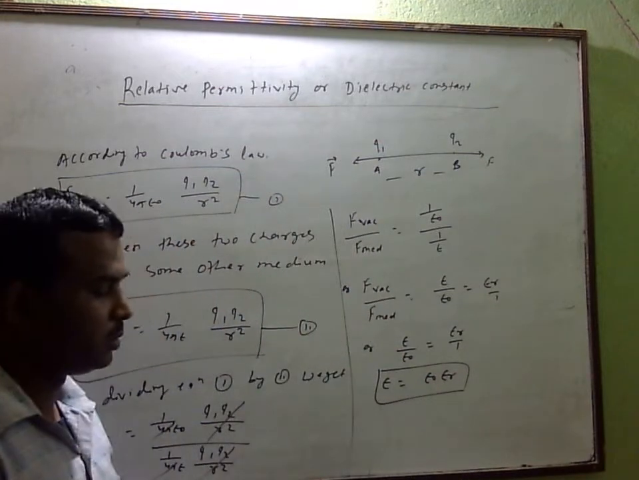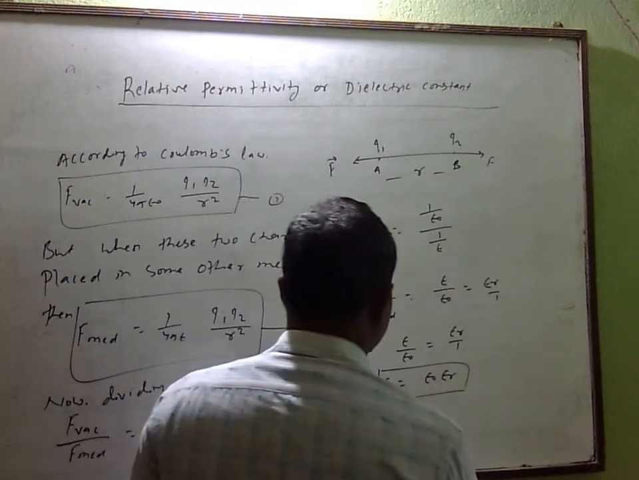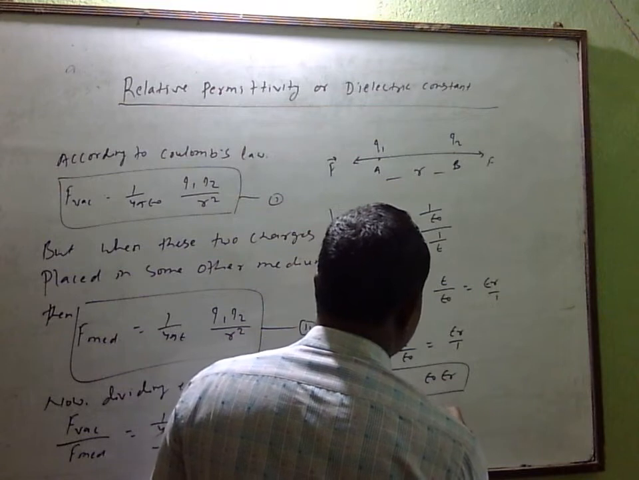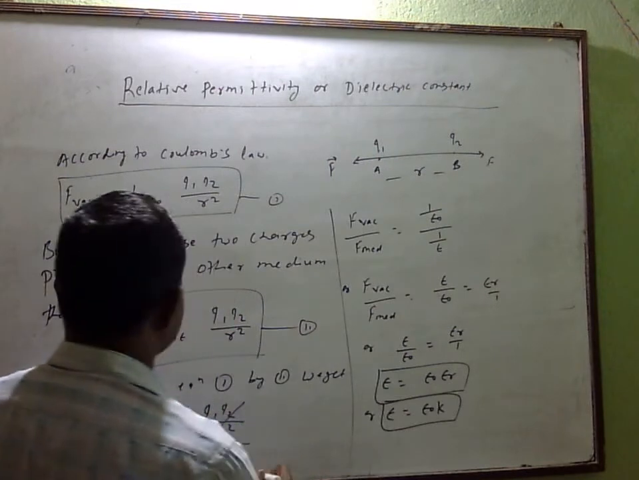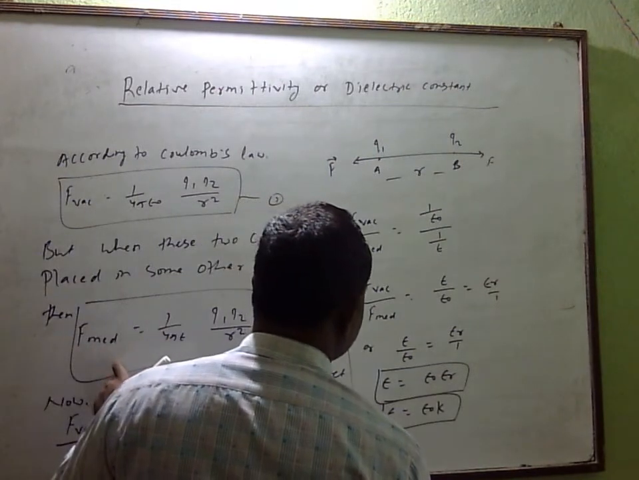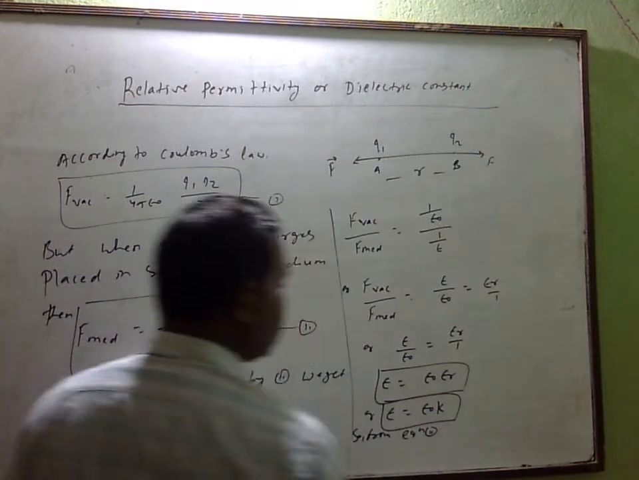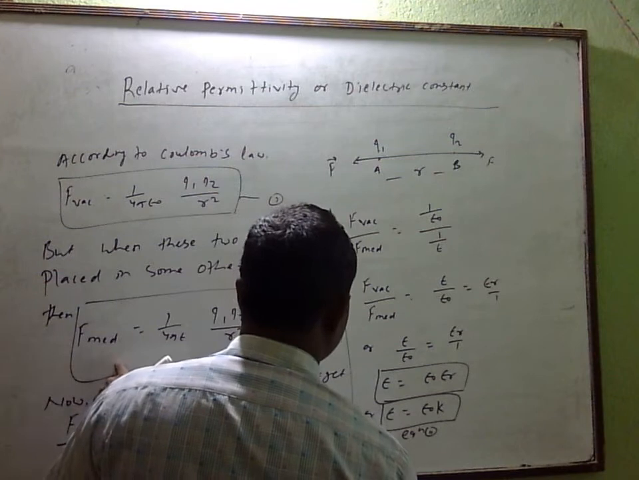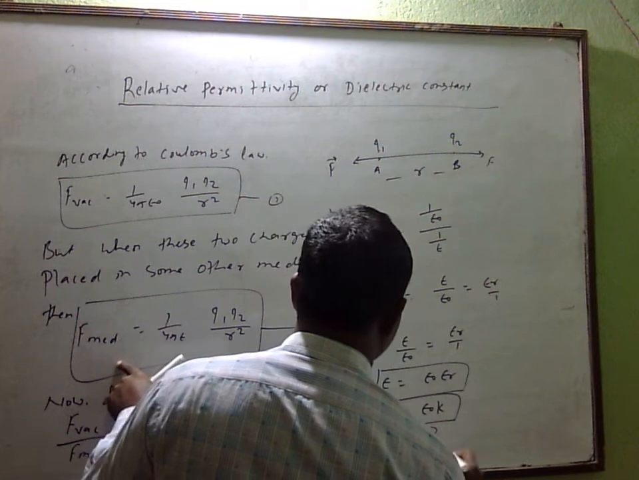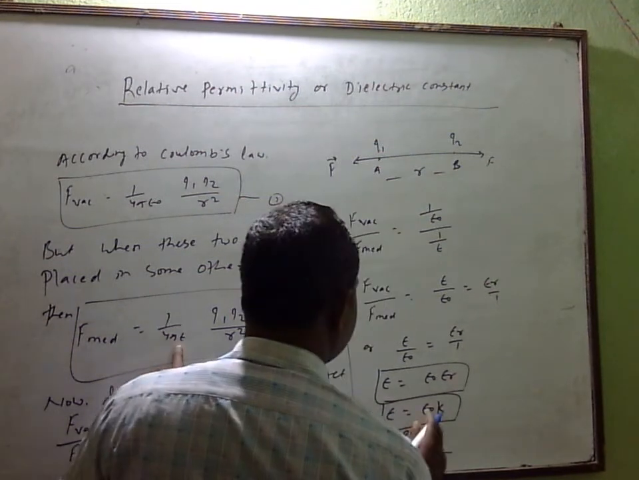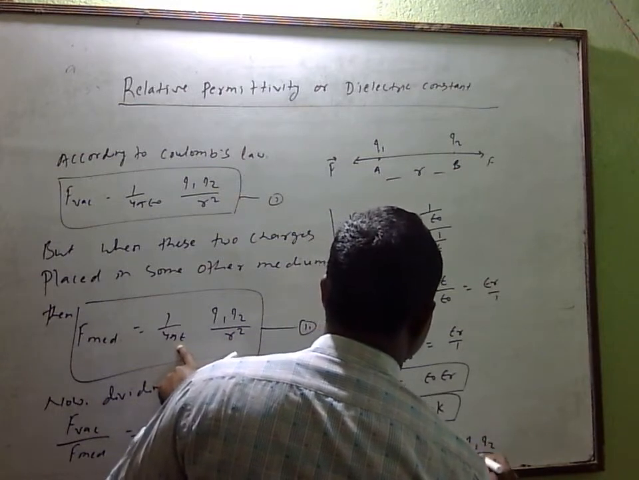In place of epsilon r, we can also write k. Or you can write epsilon equal to epsilon naught k. So from equation 2, put it here: F medium equal to 1 by 4 pi, and in place of epsilon put epsilon naught k, so epsilon naught k Q1 Q2 by R square.